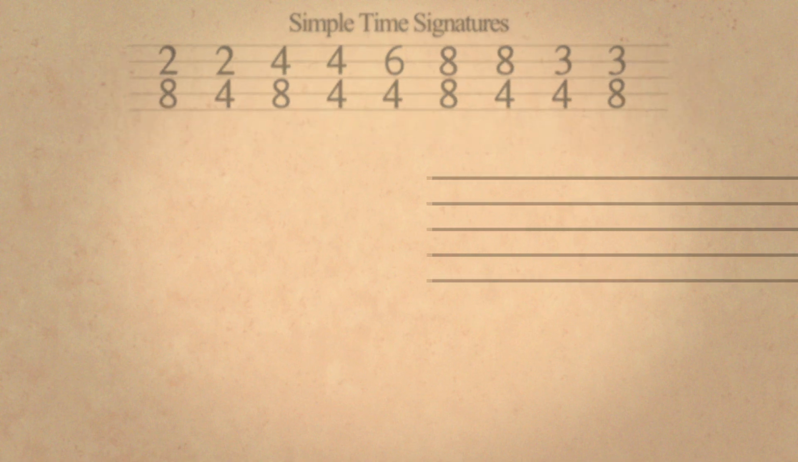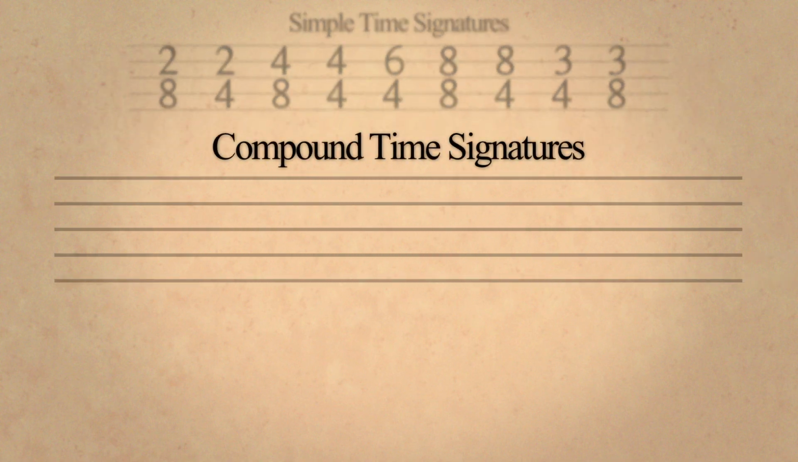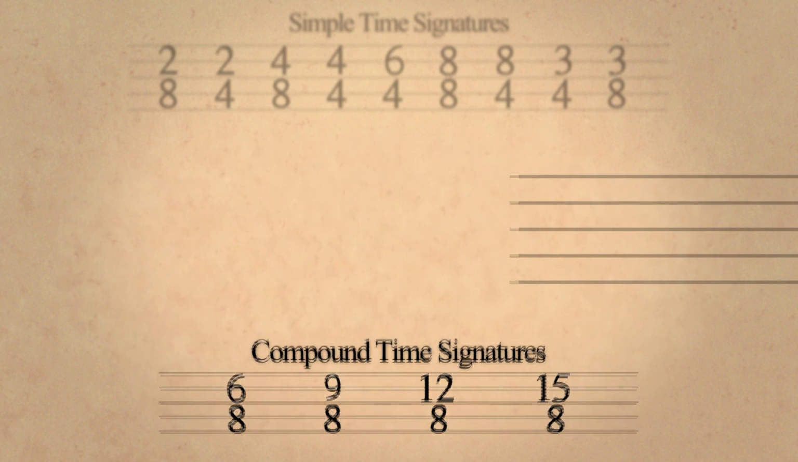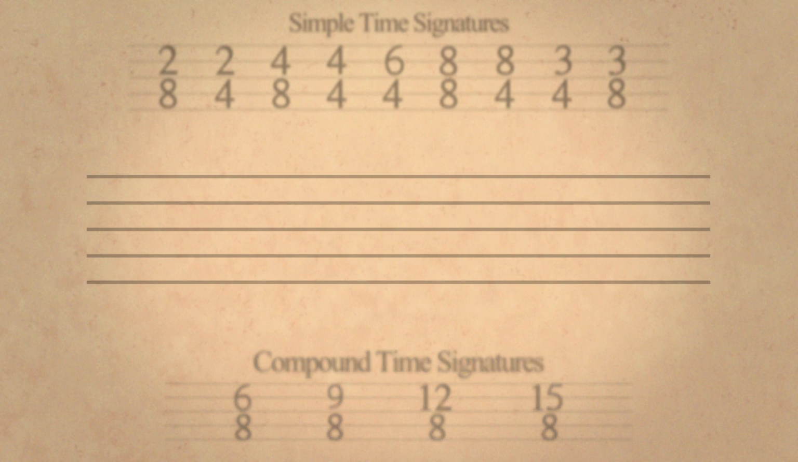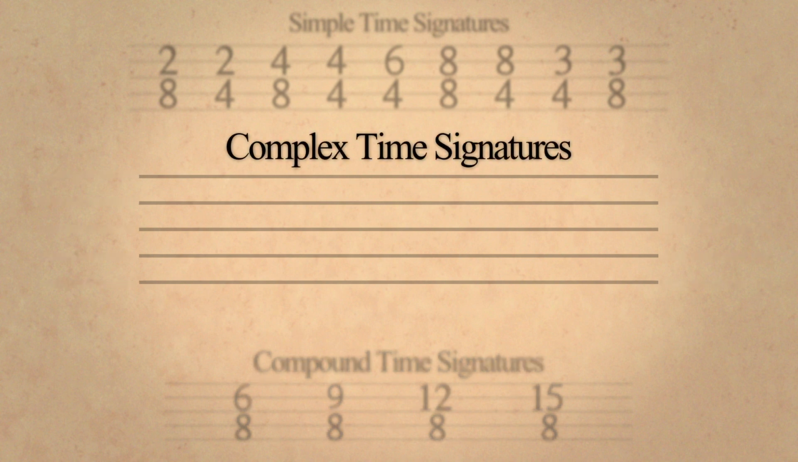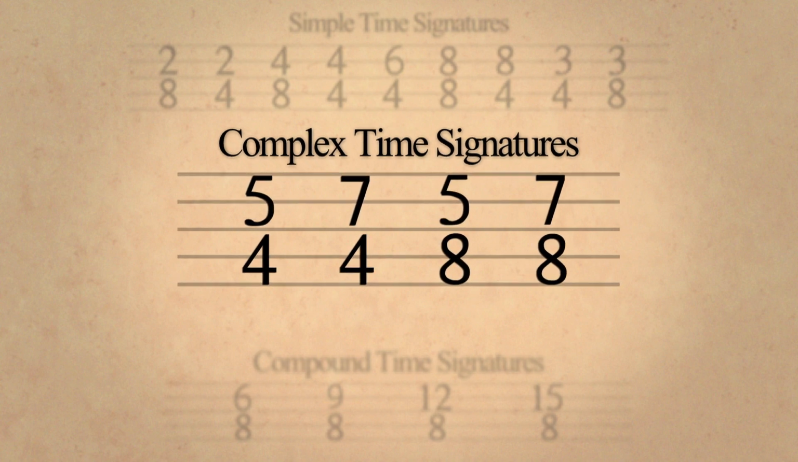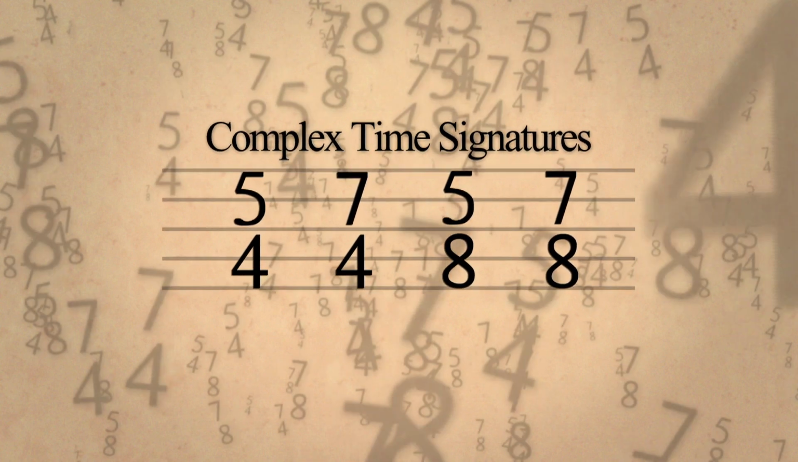In compound time signatures, the beat can be broken down into 3, as we've discussed, like 6/8, 9/8, 12/8, 15/8. We also have asymmetrical time signatures, also called complex or irregular time, which generally contain 5 or 7 beats. Let's look at a few of these.